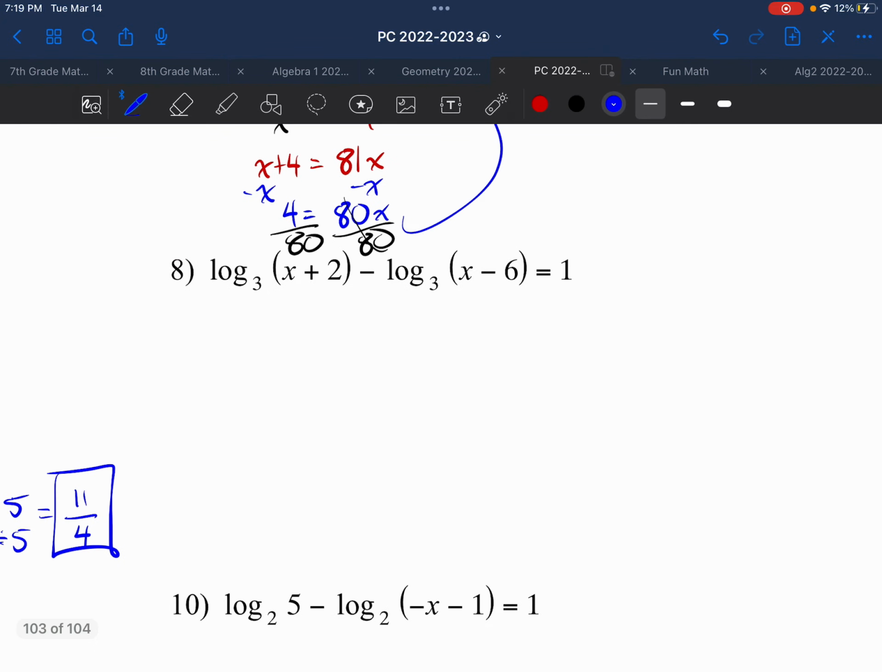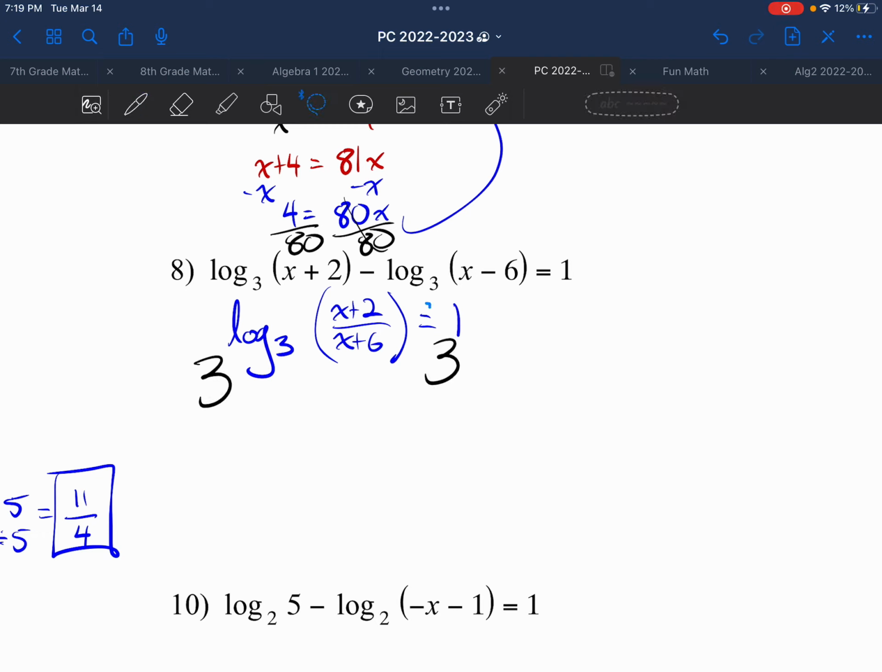All right, another subtraction problem. Subtraction on the outside means division on the inside. So still log base 3 of x plus 2 divided by x plus 6, and that's all going to be equal to 1. All right, exponentiate, ready, set, go. Base 3, move the equal sign down, and we're going to cross some things out. You're gone, you're gone, you're gone, and I get x plus 2 over x plus 6, that's supposed to be a 6, is equal to 3.